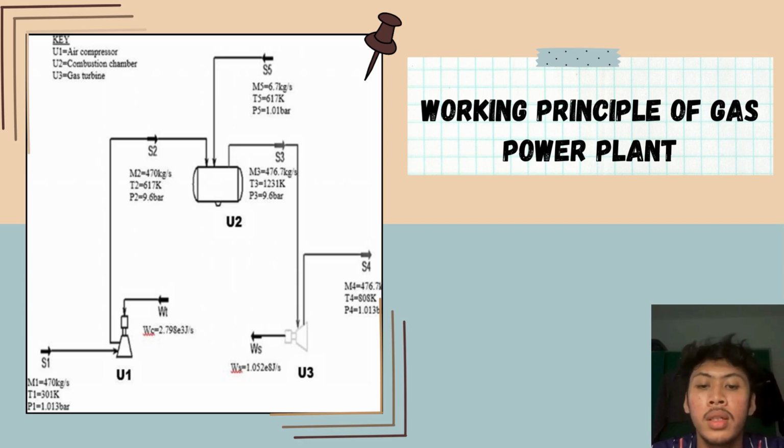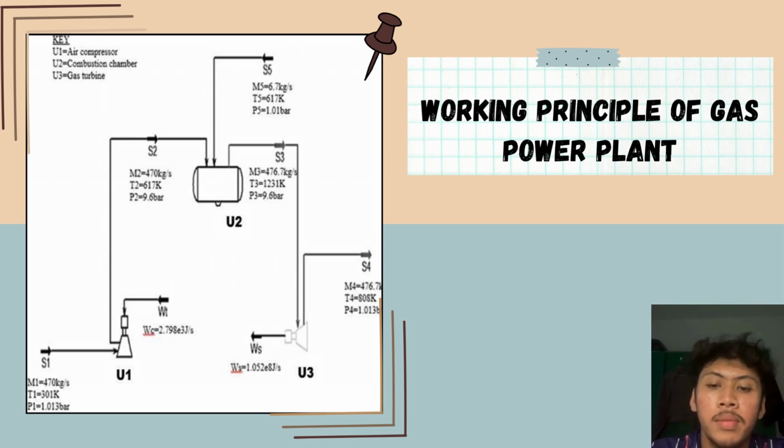For the second one is the combustion chamber. After compression, the high pressure air is directed into the combustion chamber where fuel is injected and ignited. The process occurs at constant pressure, allowing for continuous combustion and heat release. The fuel and air mixture undergoes combustion, producing a high temperature and high pressure gas.